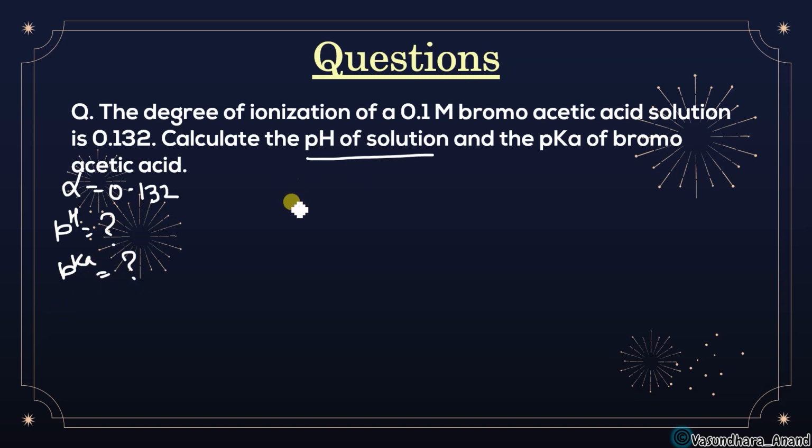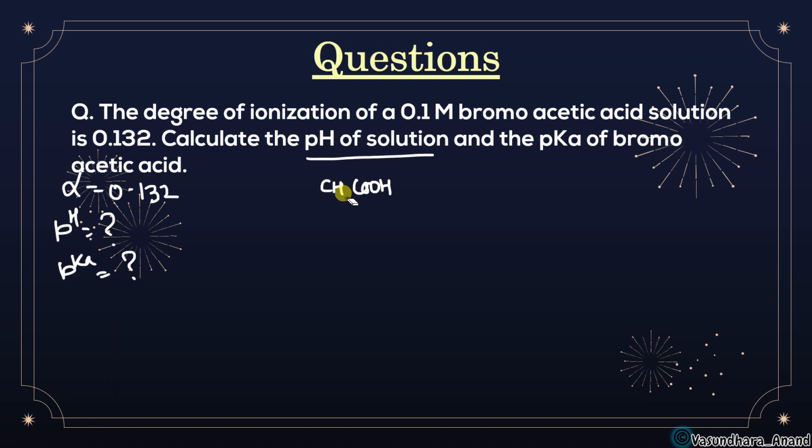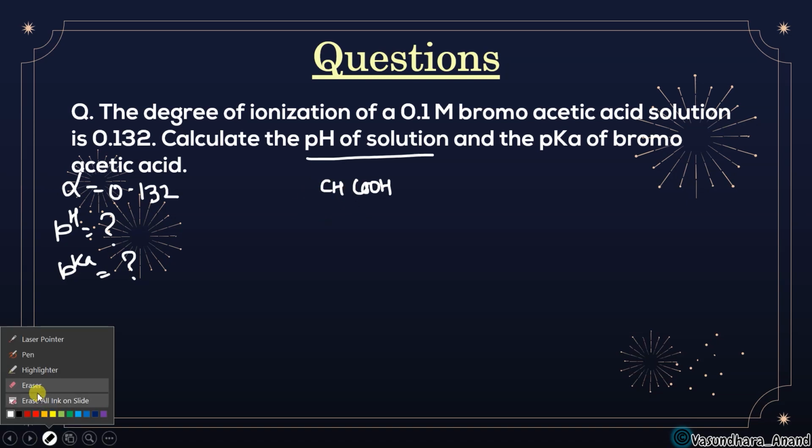Okay, so let's see this bromoacetic acid. This is acetic acid, CH3COOH is called acetic acid. And if I'm talking about bromoacetic acid, what I will do is one H will be replaced by Br.